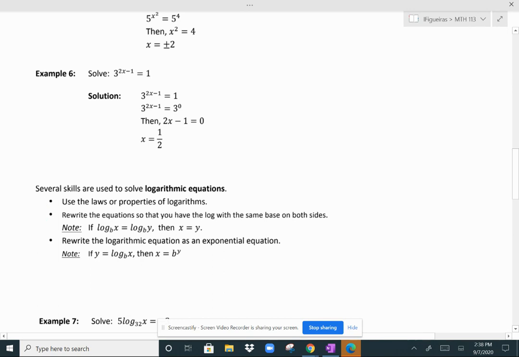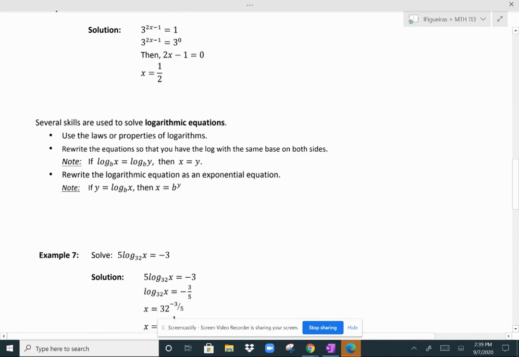And the last technique is to rewrite the logarithmic equation as an exponential equation, and then sometimes you're using some of the techniques for exponential equations that we just talked about. Remember, by definition, if y equals log base b of x, then x must equal b to the y. And sometimes in order to get to that point where you can rewrite your log as an exponential, you first have to, again, use logarithmic properties to condense your logarithm. So there's a little bit more to keep track of with logarithmic equations.